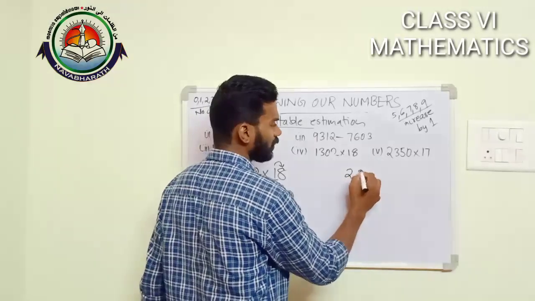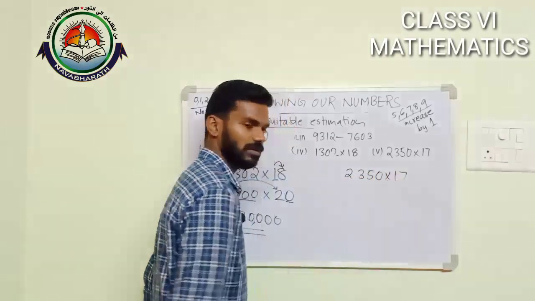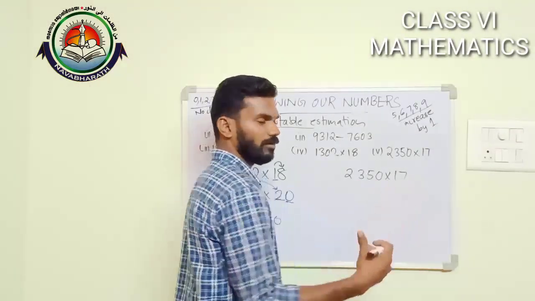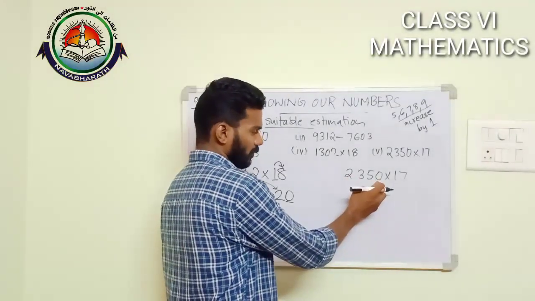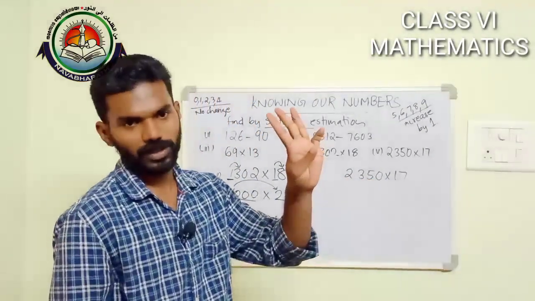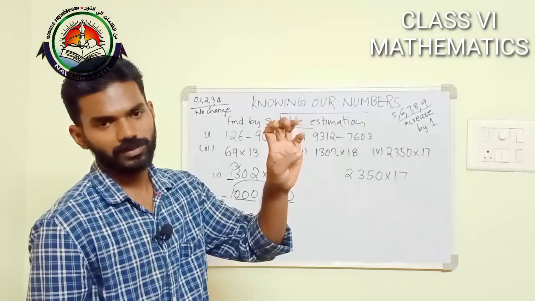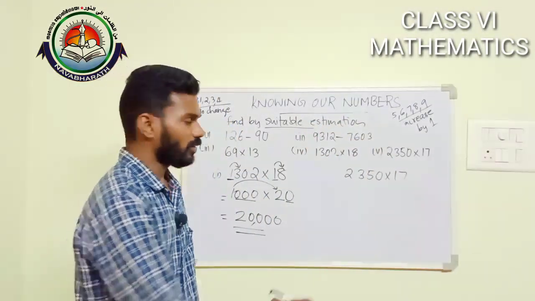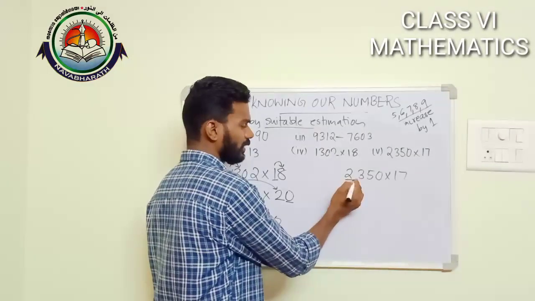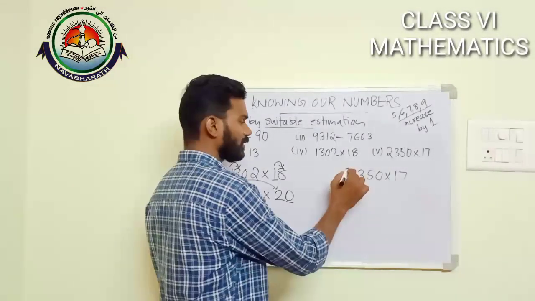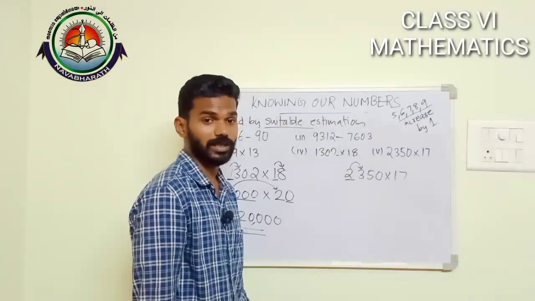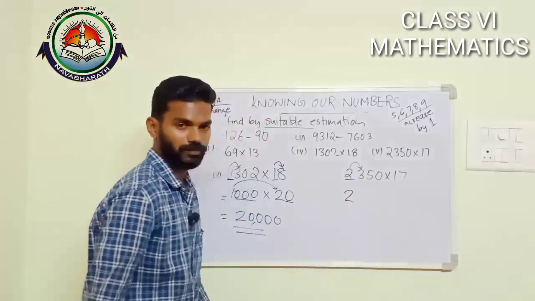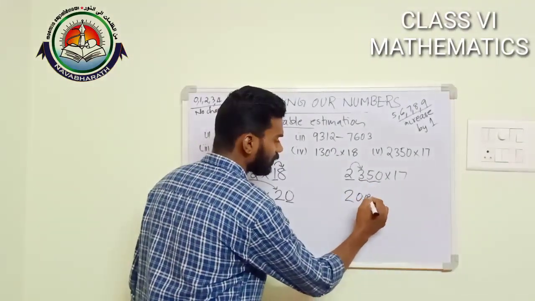The fifth problem is 2350 into 17. How can you do this? We have to consider numbers separately. This number is a 4-digit number: ones, tens, hundreds, thousands. Clear? So we are going to round off to the nearest 1000. Consider the digit at the thousands place, which is 2. Consider the next digit, which is 3. 3 belongs to this category. No change for this 2. 2 is 2 itself. All other digits are replaced as 0.